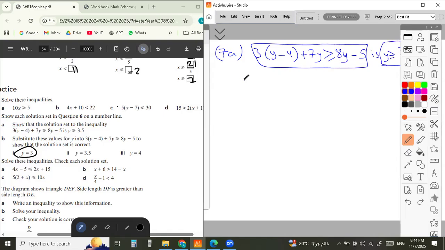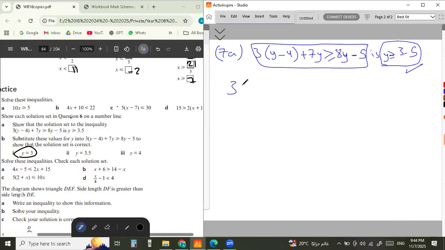If it is 3.5, so 3, you're going to multiply by what? 3.5 minus 4 is negative half. You can use the calculator in this question. Plus 7 times 3.5 is going to give you exactly 21 and 3.5, 24.5. Is it going to be greater than 8 times 3.5?